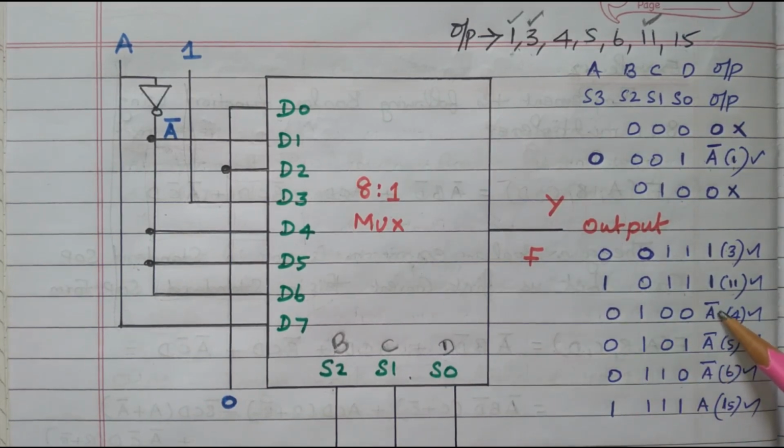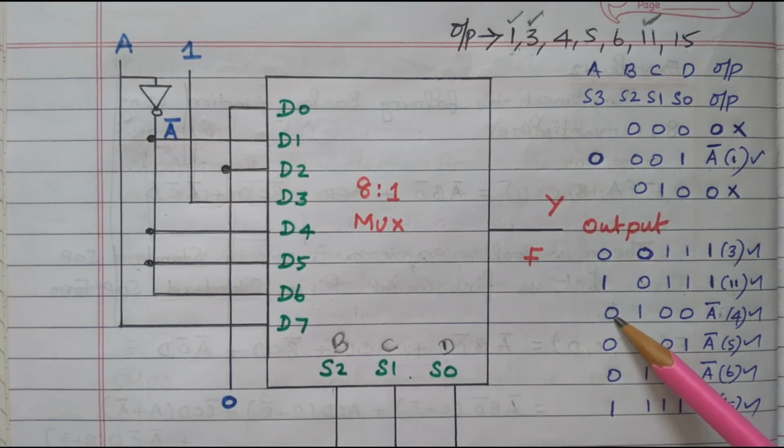So the mux is producing the output. Here also the same thing, as we discussed previously. If A equals 1, the A bar will become 0, and there is no output. In order to produce the output here, we will assume that A is 0 in all three cases. So in all three cases, A bar is 1. So these three outputs are available.